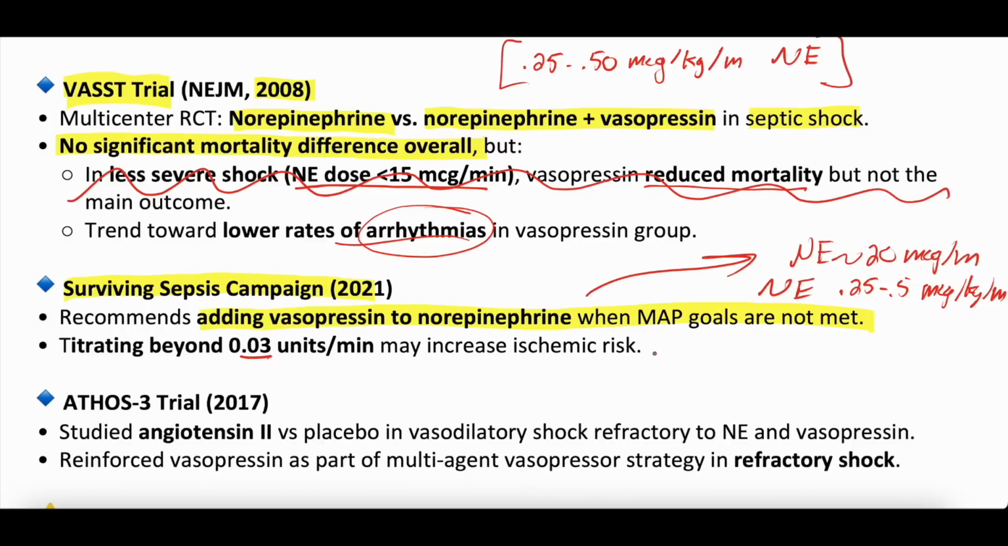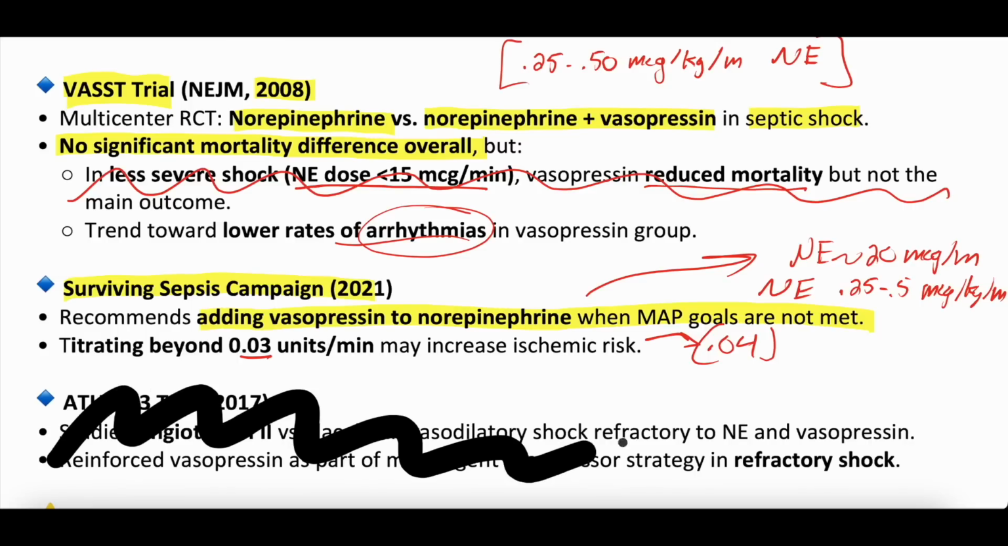0.03 is a dose often used, or 0.04 is the other dose used, but at the higher dose, there's a little bit increased risk of ischemia of the digits and the gut. ATHOS 3 is a trial that looked at angiotensin 2, which is a different vasopressor that we're going to talk about, and it compared it to different vasopressors. One of those was vasopressin. This is probably not that helpful. We don't think it probably contributes too much, so we're going to cross it out.